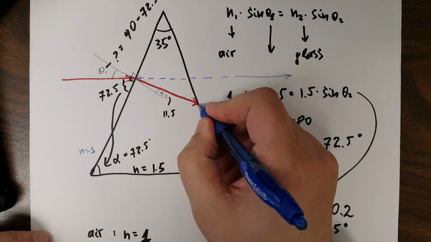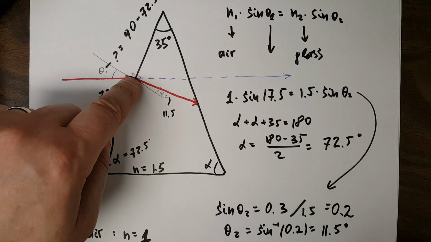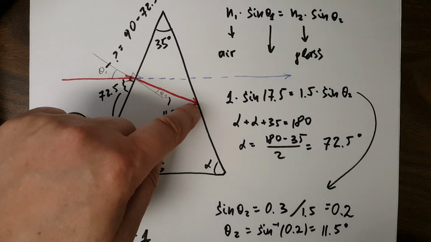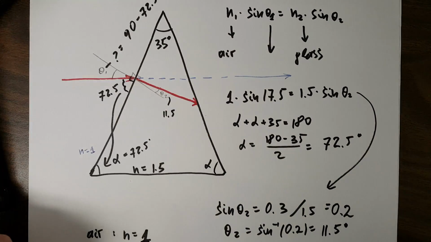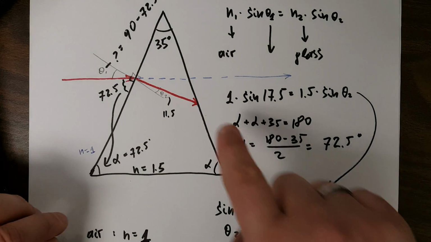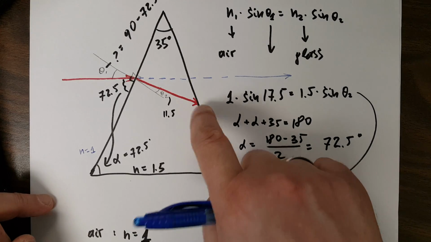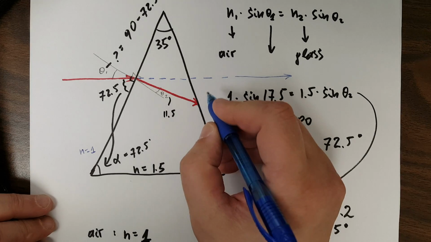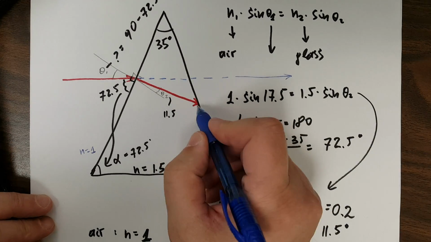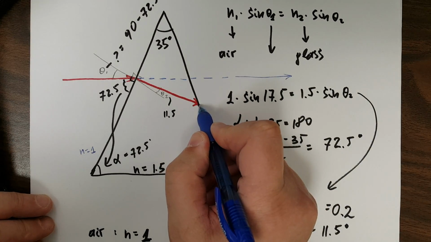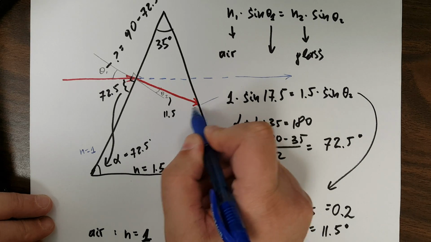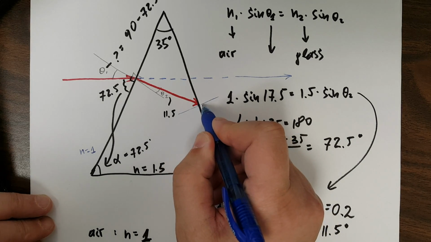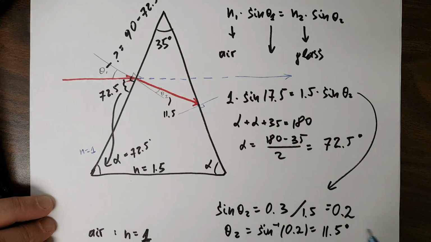Now, when the ray reaches the second boundary, here refraction will be happening again. And well, what do we have to do first? First of all, we have to draw a normal. That's a line which is perpendicular to the interface, 90 degrees here.